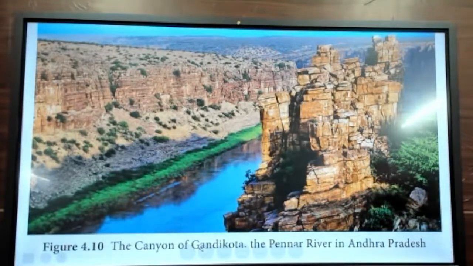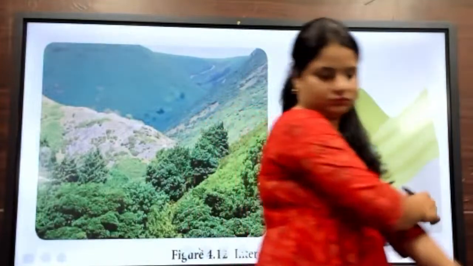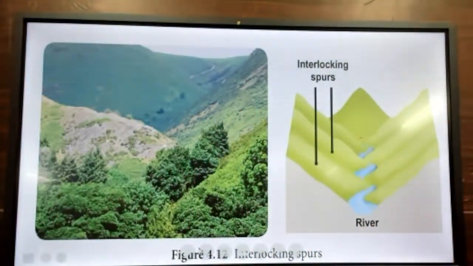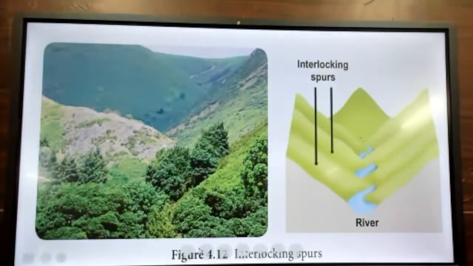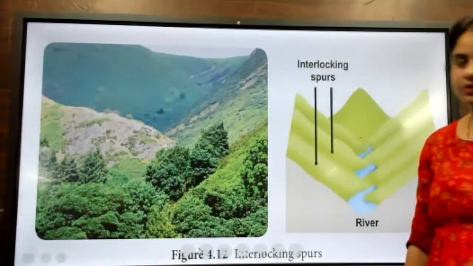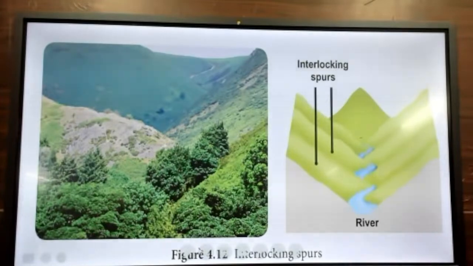Okay, we'll do it in Indian geography. Fine. Next, write down V-shaped valley. The valleys made by the rivers in the youthful stage are also called V-shaped valleys.